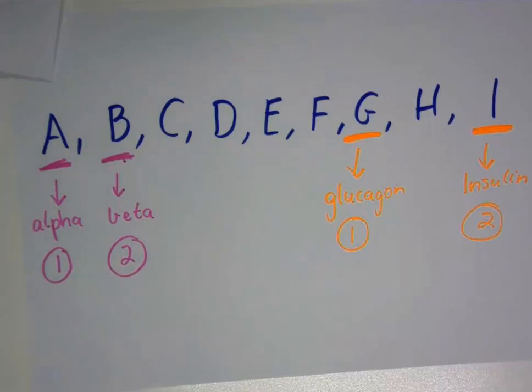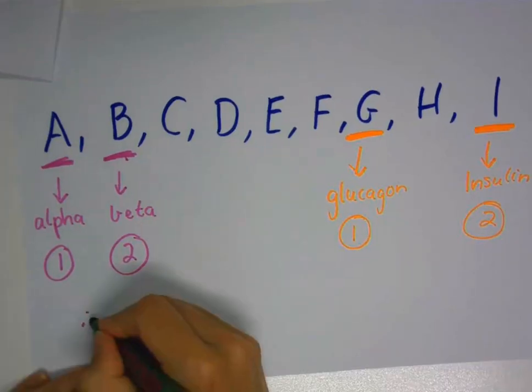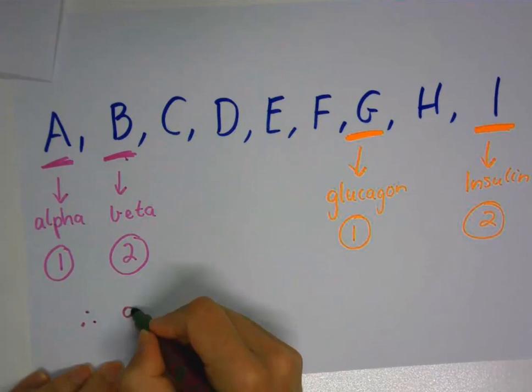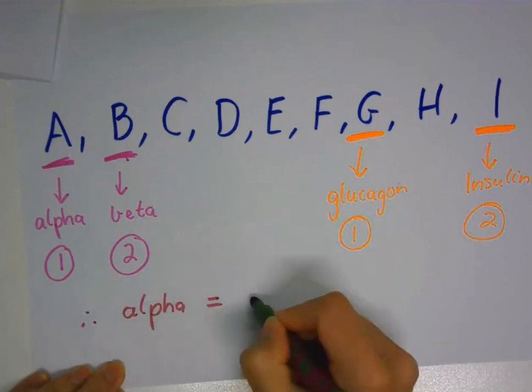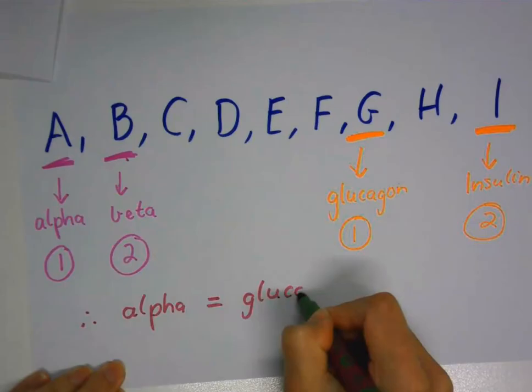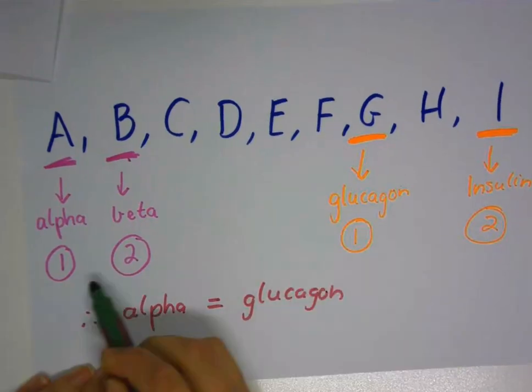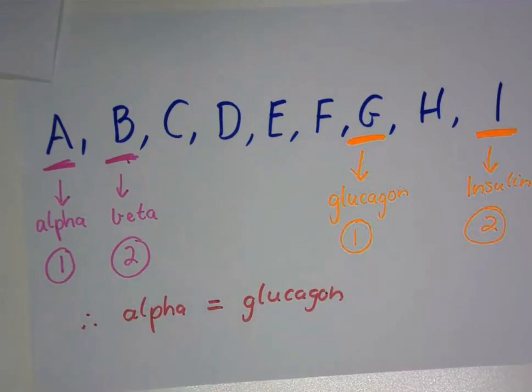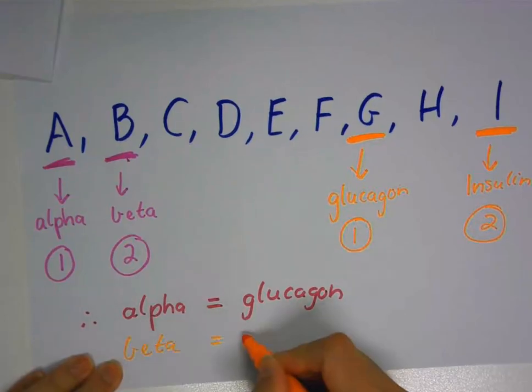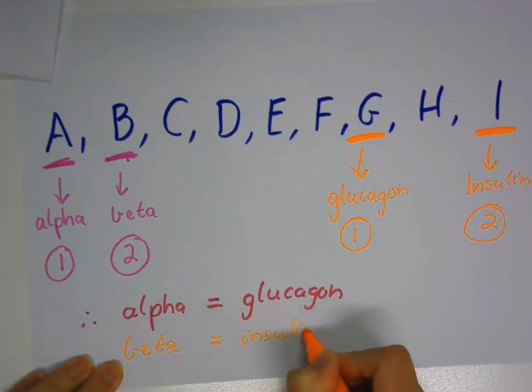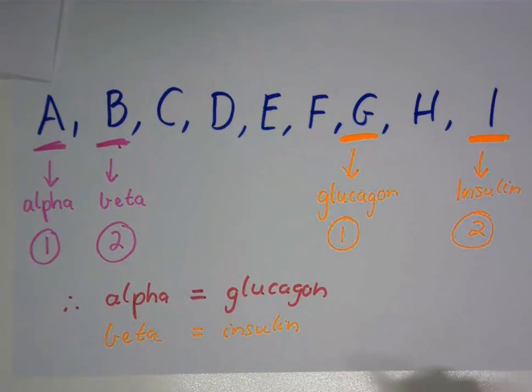So alpha cells secrete glucagon and beta cells secrete insulin. You look at the A and the B, what comes first? A. And you look at glucagon and insulin, which letter comes first, G or I? Well, G comes first. So therefore, alpha cells release glucagon and beta cells secrete insulin.